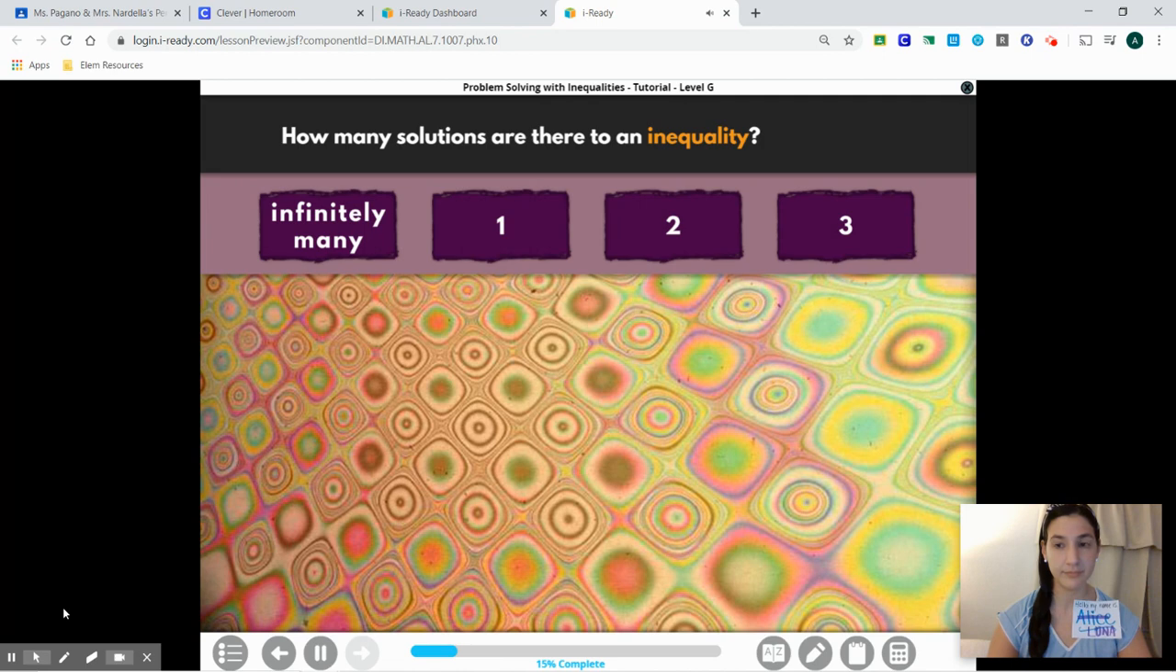Well, how many solutions are there to an inequality? So we know that an inequality has infinitely many solutions. We remember that from when we graph.